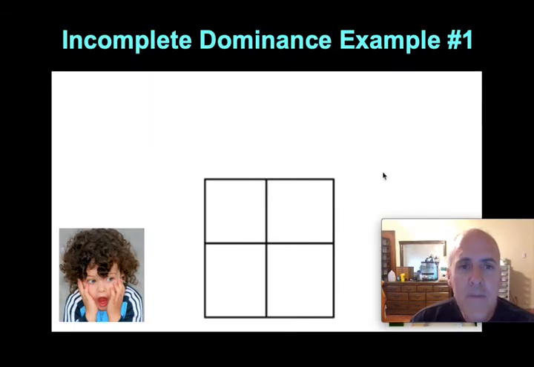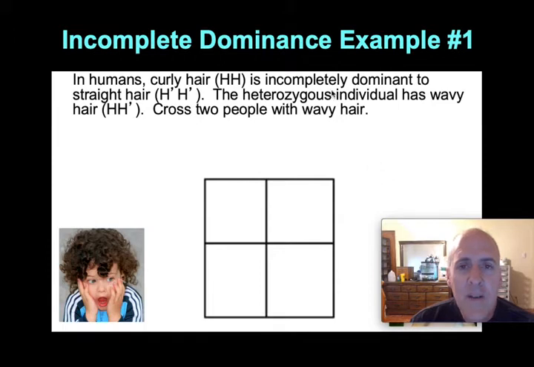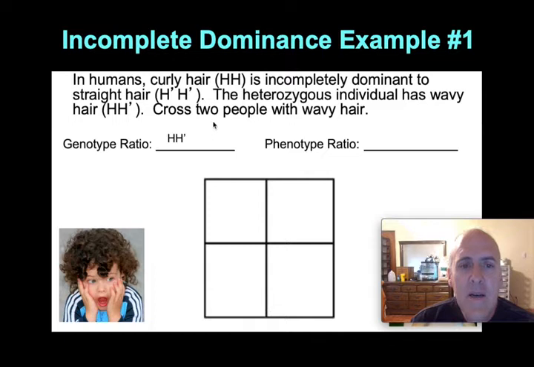So here's an example. In humans, curly hair is incompletely dominant to straight hair. And this is probably an oversimplification with humans, but anyway, the heterozygous individual has wavy hair. So let's cross two people with wavy hair. And you see, here's the one cross. One parent is wavy, and you notice we have two capitals because neither one is dominant over the other. The curly hair is capital H, and the straight hair is what we call capital H prime. This little apostrophe, we call it prime.